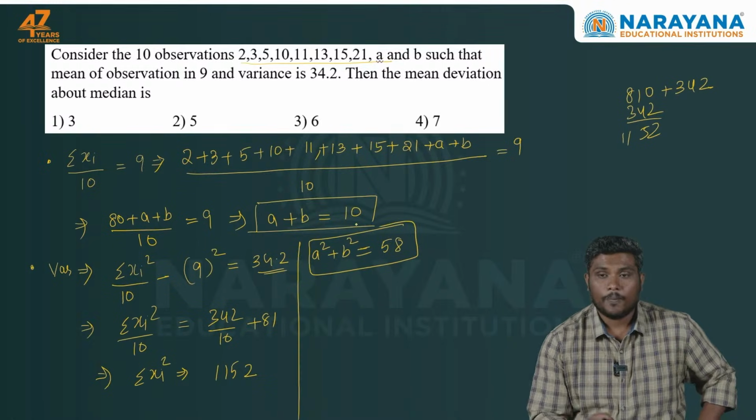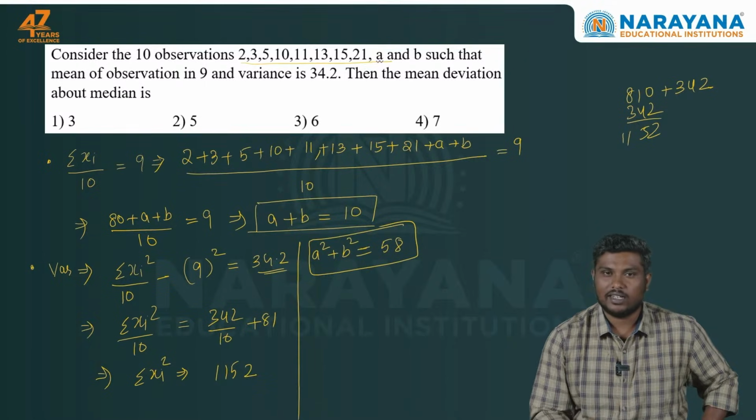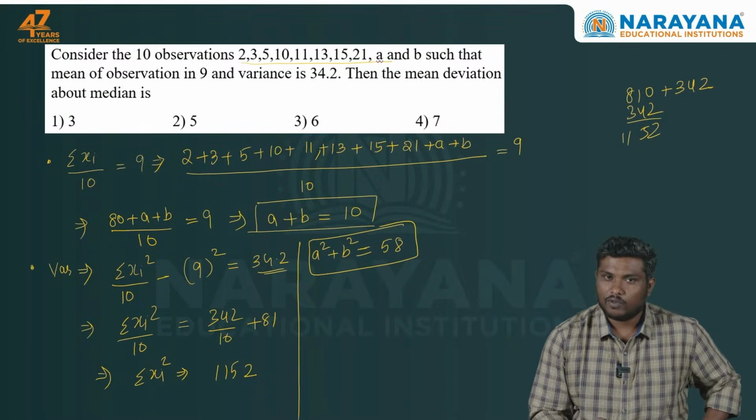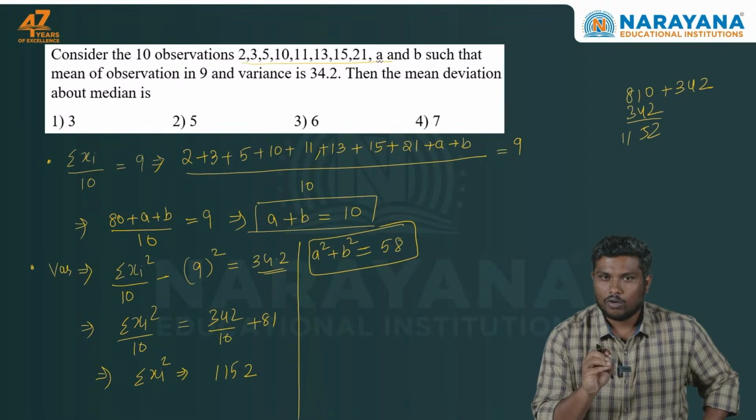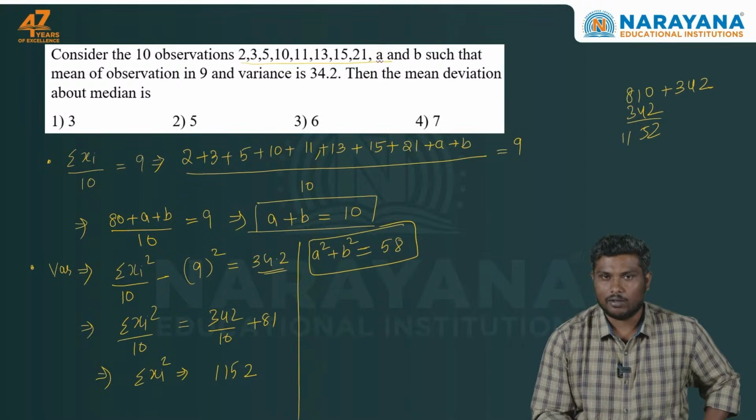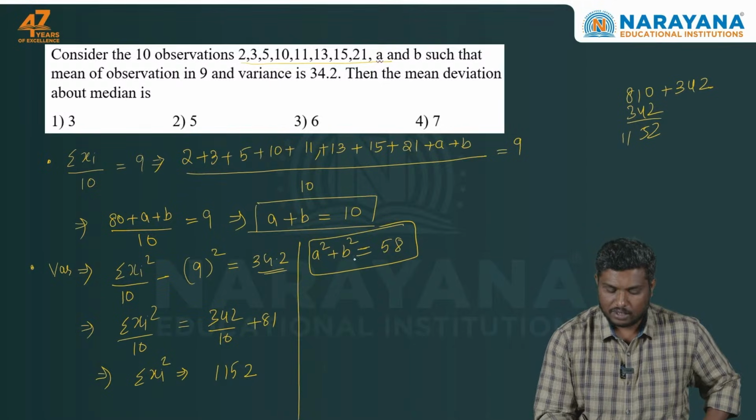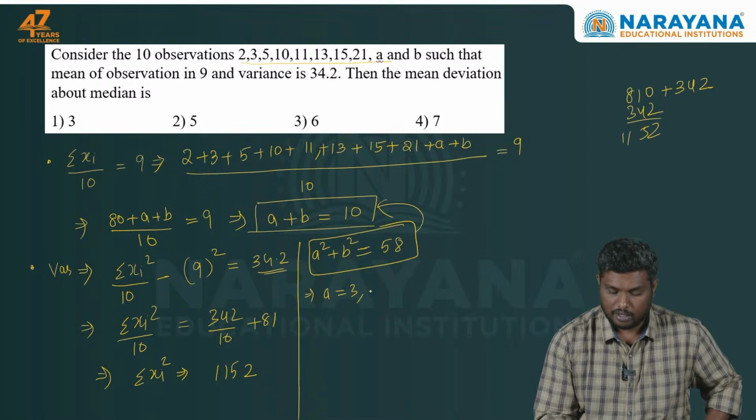Yes, of course, the main critical point here is the calculation, guys. You have to be very patient because this is an easier question, so you are not going to miss 4 marks in this question. So you have to be slightly patient with the calculation part. So a square plus b square equal to 58, and then we have a plus b is equal to 10. This implies one of the values will be 3, and the other value will be 7.